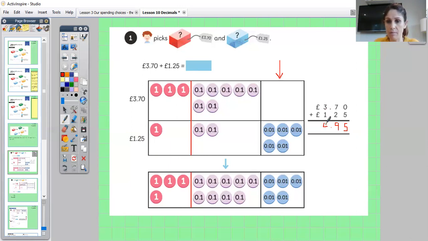Notice I remembered to put my decimal point in. I'm just going to make it a bit darker so that you can really see it. So I've got my decimal point in there, and I must remember to put my units. So I know that I have got £4.95 altogether.